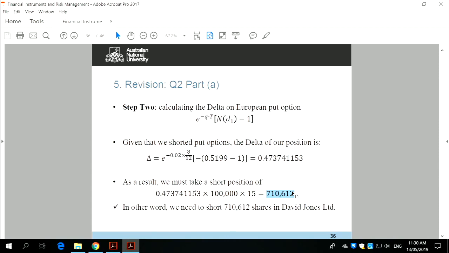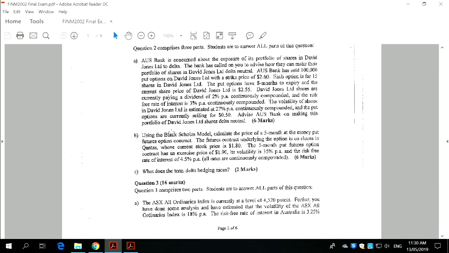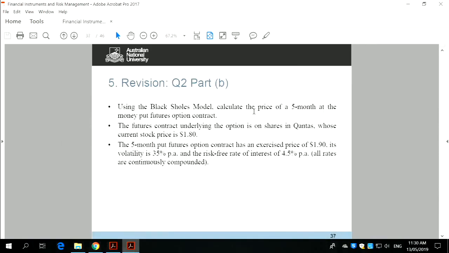So quite similar to what we have done last week. So that's question number 2. And part B of question number 2 says, using the Black-Scholes model, calculate the price of a 5-month at-the-money put option contract. The futures contract underlying the option is on shares of Qantas, whose current price is $1.80, and the 5-month put futures option contract has an exercise price of $1.90, its volatility is 35%, risk-free rate is 4.5%. So all of the rates are continuously compounded, all right?